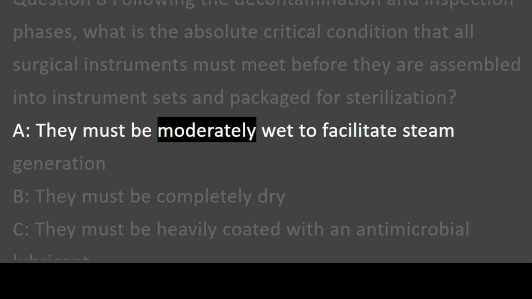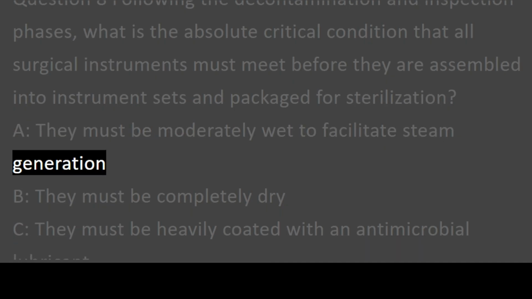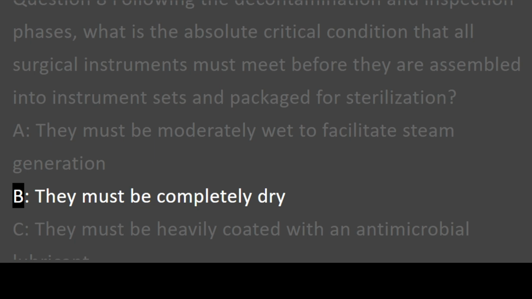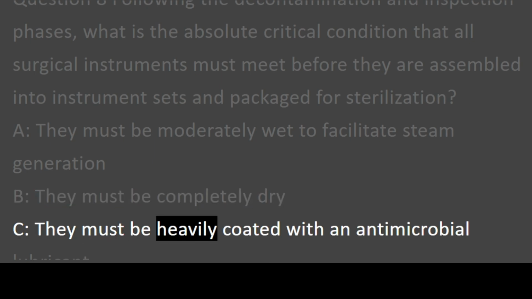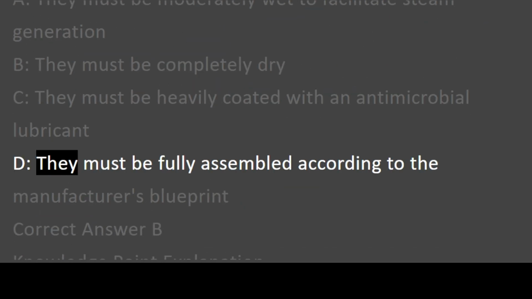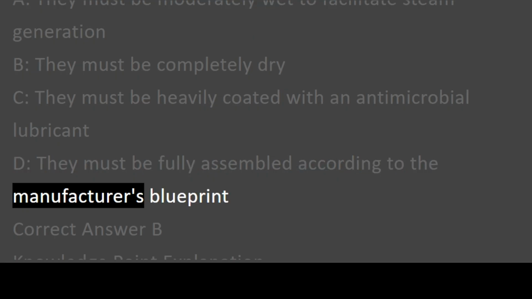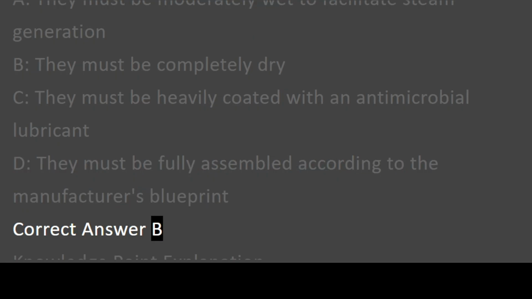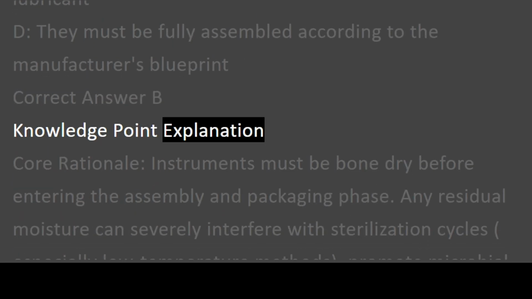A. They must be moderately wet to facilitate steam generation. B. They must be completely dry. C. They must be heavily coated with an antimicrobial lubricant. D. They must be fully assembled according to the manufacturer's blueprint. Correct answer: B. Knowledge point explanation.